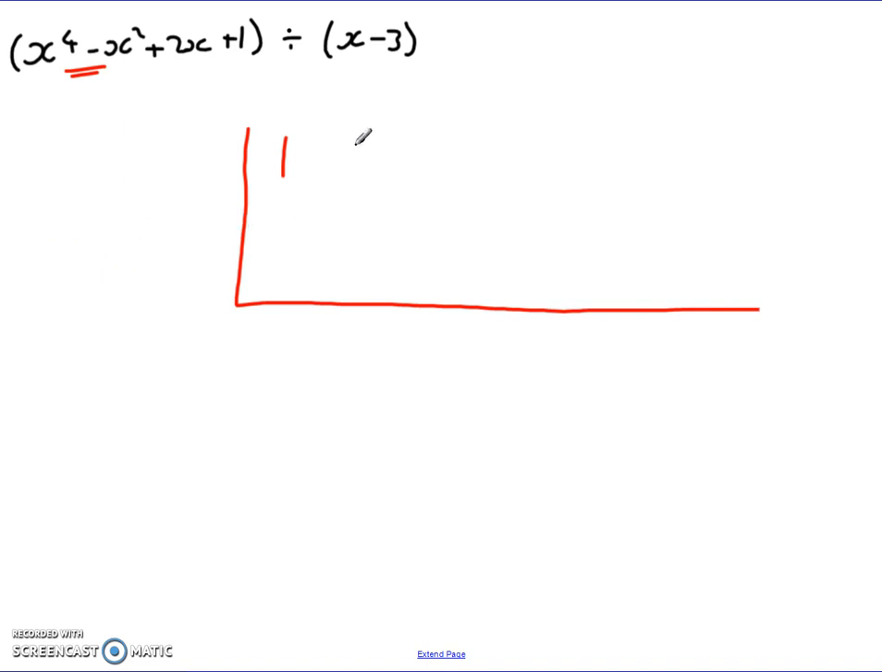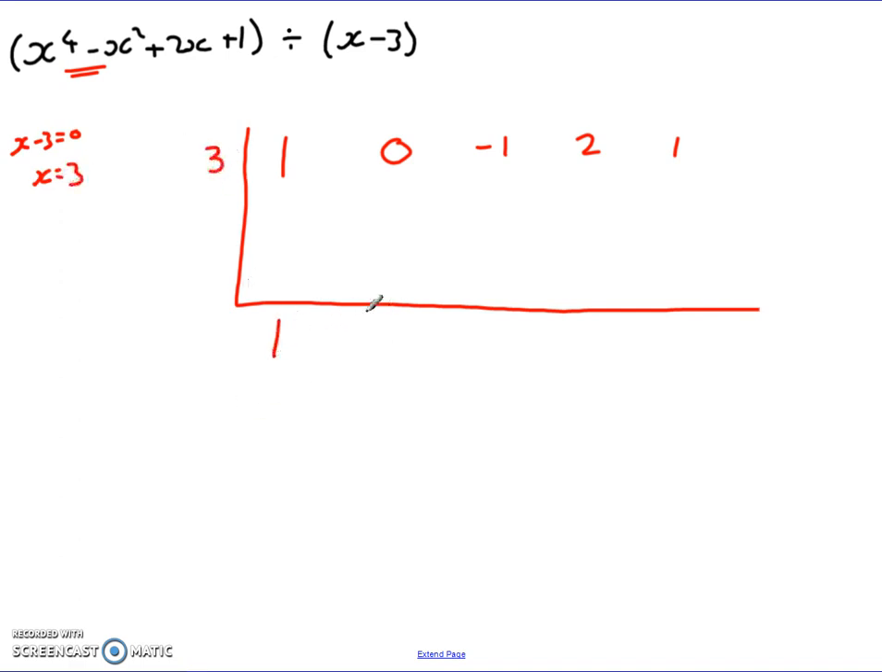We don't just miss that out, we have to fill that gap. And in this case we fill that gap with a 0. We've then got the coefficient of x squared there, our x there, and our constant at the end. X minus 3 is what we're dividing by, so what that means is x minus 3 equals 0. We think of it in terms of that. So x is equal to 3. So that is my number on the outside.